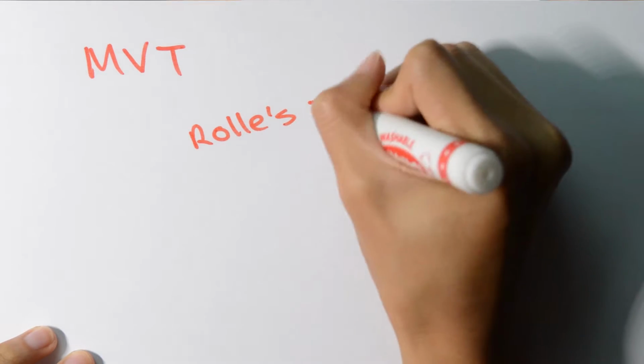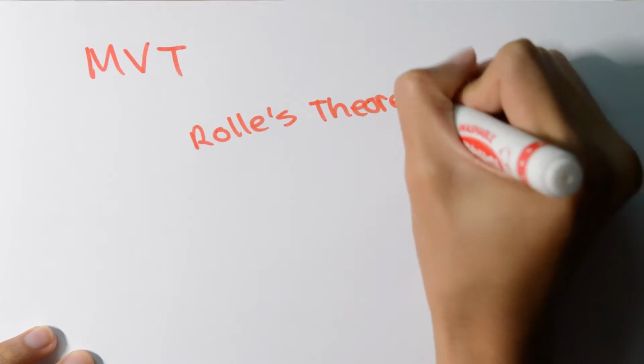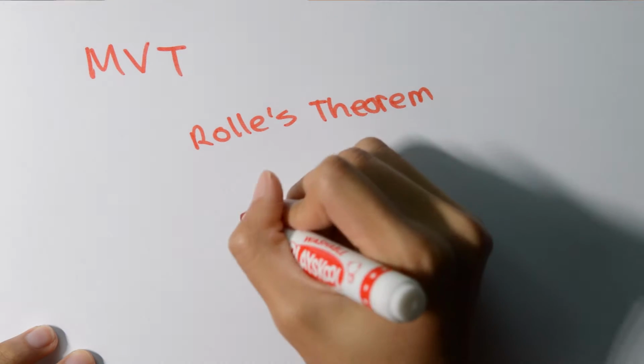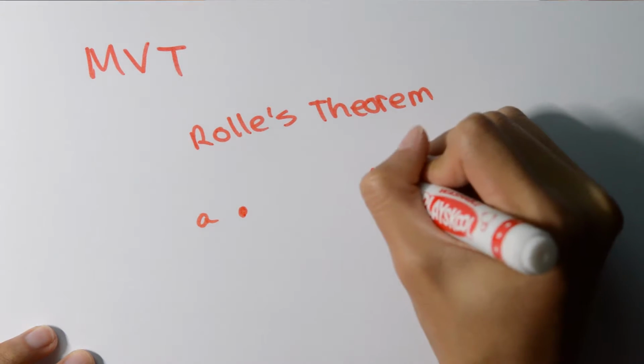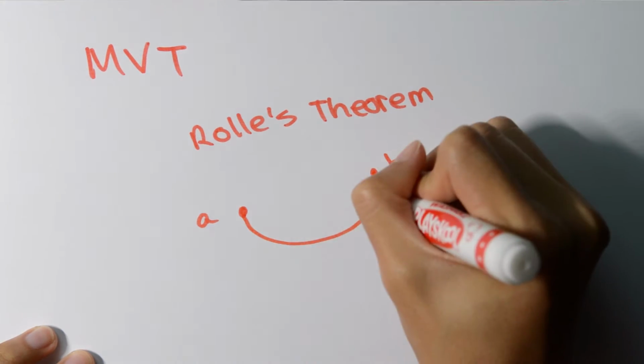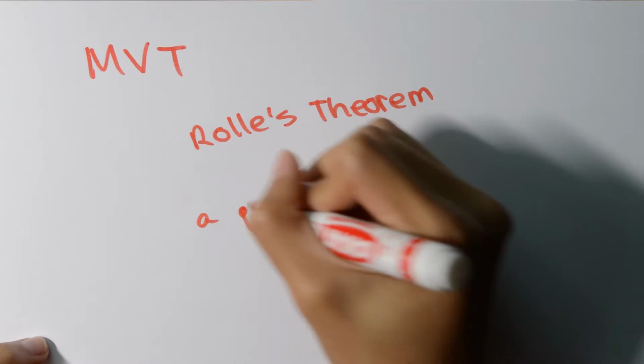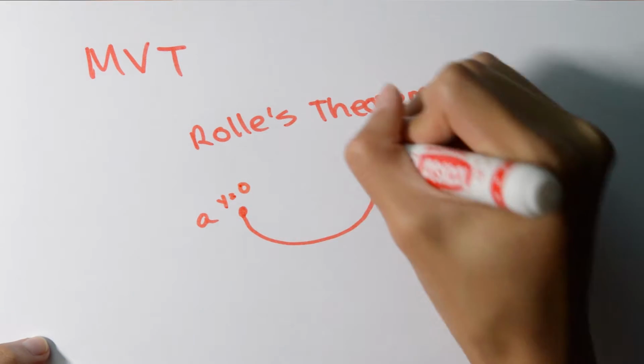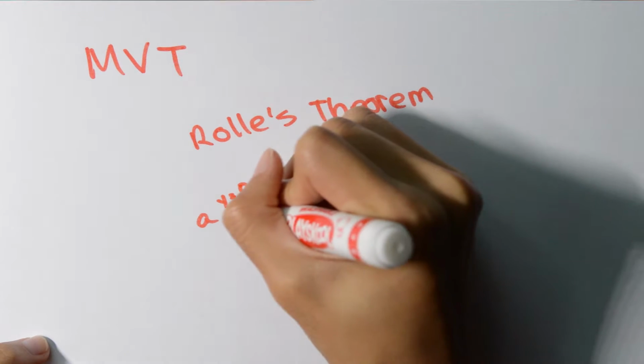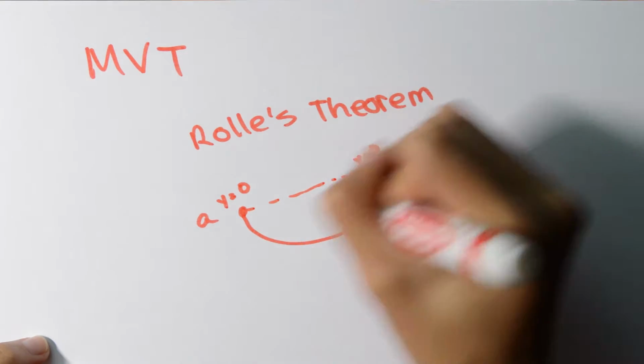Rolle's theorem states that if the function is continuous and differentiable in a certain interval a to b, and the y values at point A and point B are the same, there must be one point where the first derivative of the function would be 0.